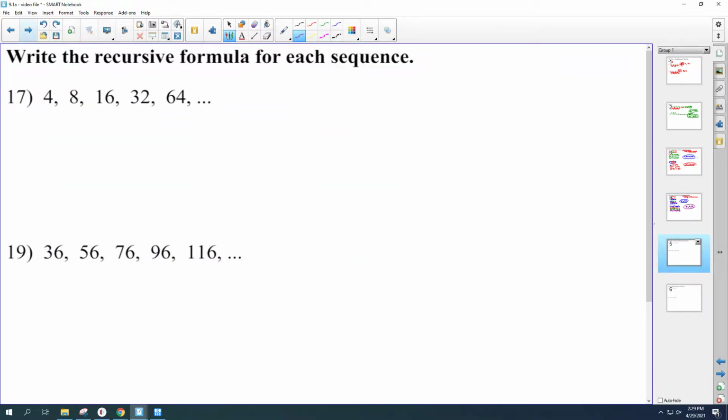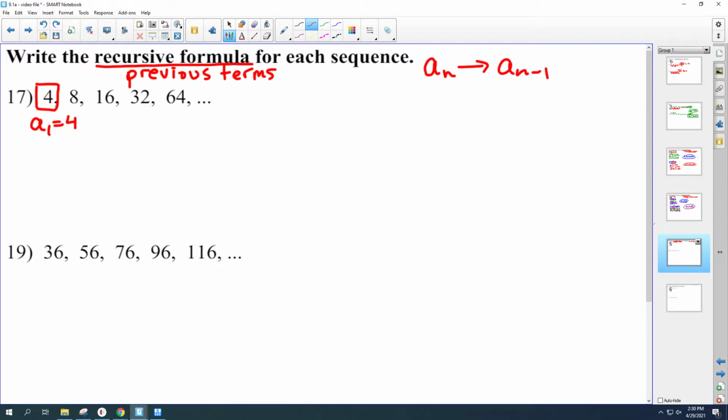Write the recursive formula for each sequence. You got to remember, recursive formula meant we're using previous terms. So the one right before a_n was a_(n-1). That's what we're talking about when we're talking about previous terms. All right, so this is a little bit hard to get started. For recursive, we do definitely have to know what A1 is. And we can see A1 is 4. So that's a big deal.